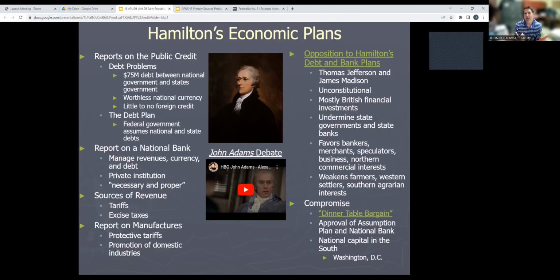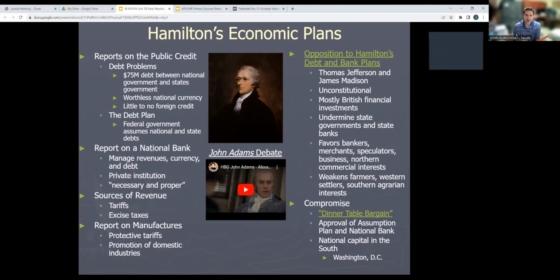Unfortunately, the Congress will not pass his protective tariffs. They will say, I think that's going a little too far. Why? Because the major debate is going to be on the debt assumption and the bank. And this is where Jefferson and Madison are going to put up the biggest fight.